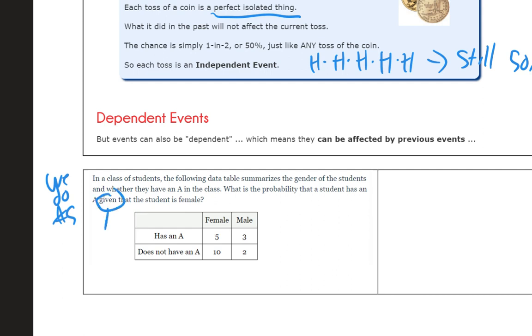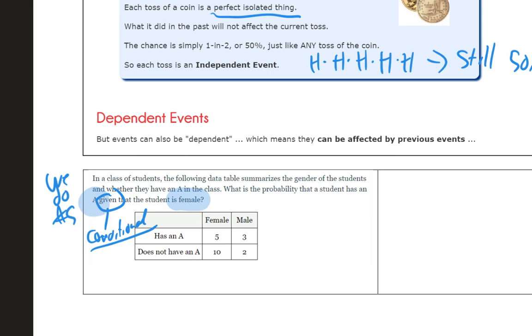So this tells us that it's conditional because it says given. It says what's the probability that a student has an A given that they're female? So two different things. Okay, so we see over here these are the number of females: 5 that have an A, 5 females that don't have an A, 3 males that have an A, 2 males that don't have an A. So what's the probability a student has an A given that they're a female?